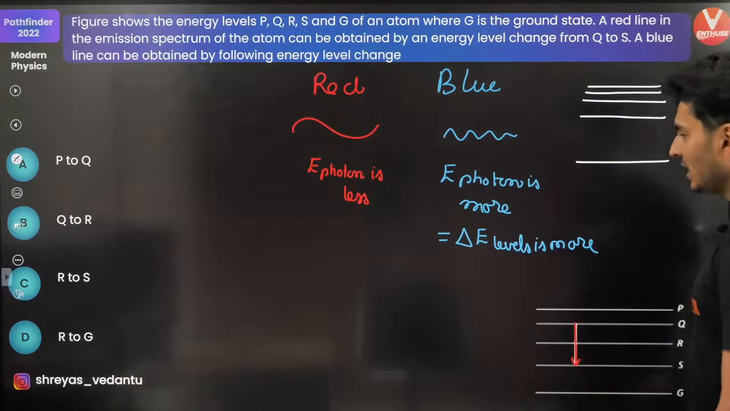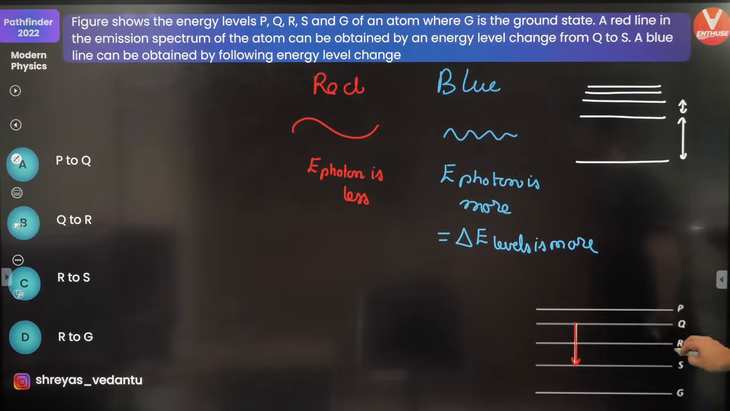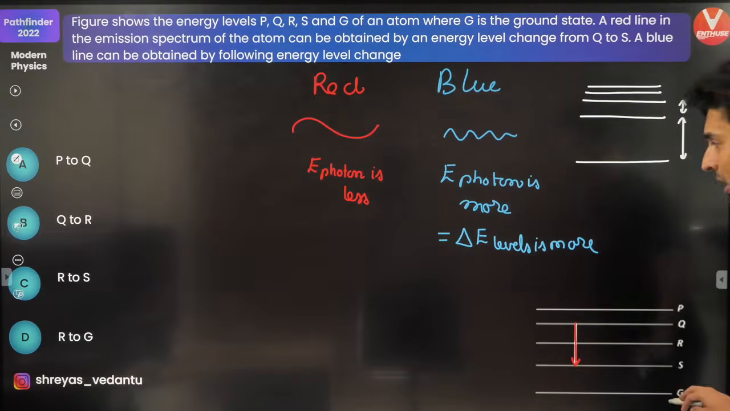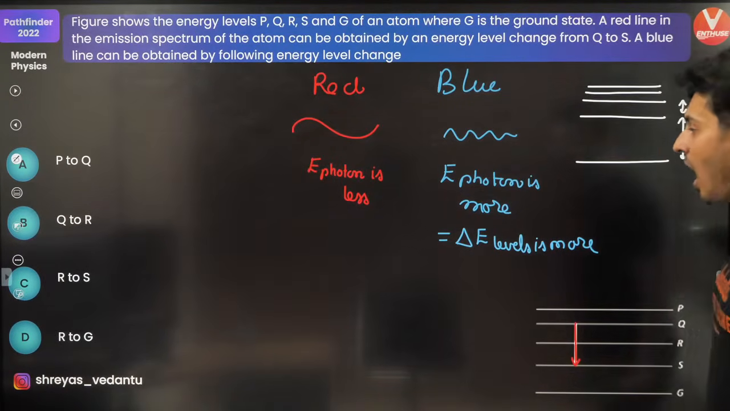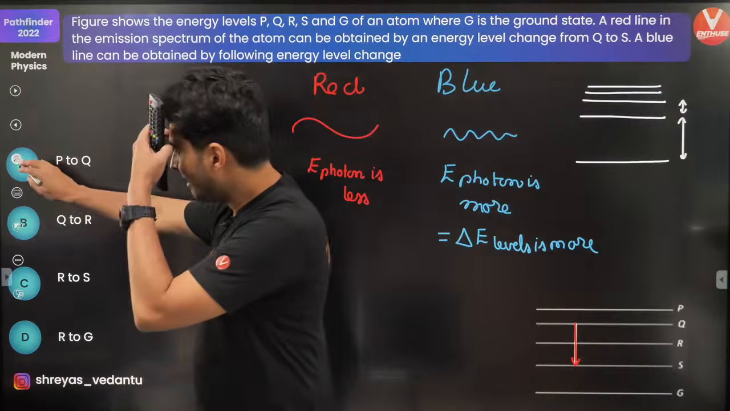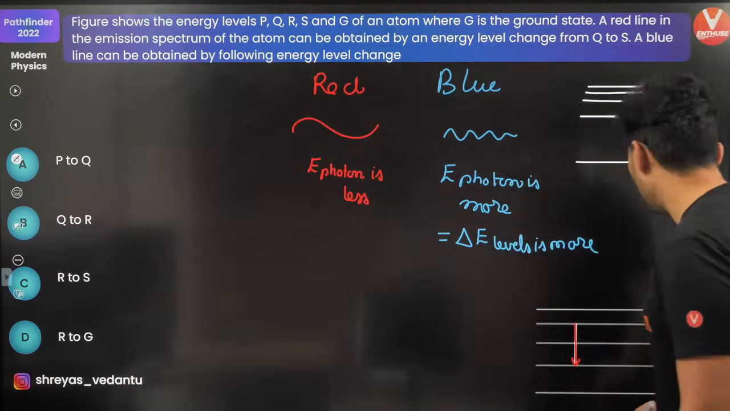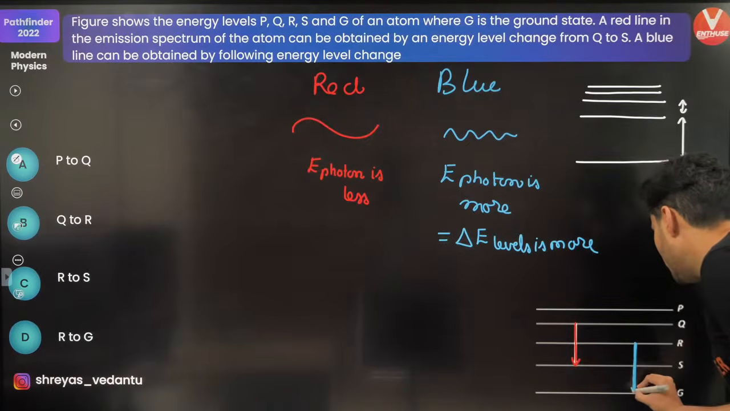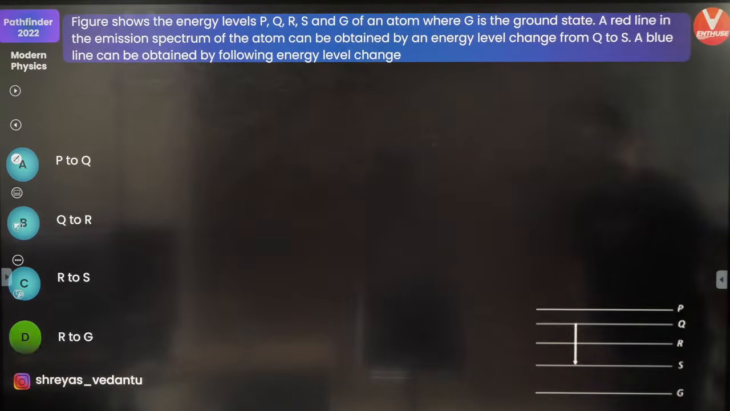So think about it. Q to P to Q, no, it's very small. Q to R, that's also small. R to S is also small. R to G, yep, that's the correct answer, I believe. So R to G, that's a big line right over here. So this is where you will get a blue line. So hence that's the answer.